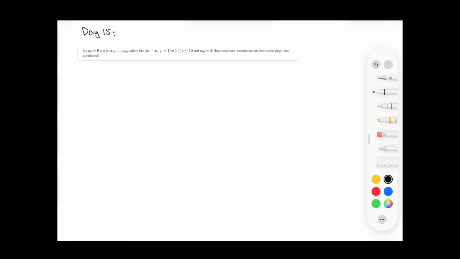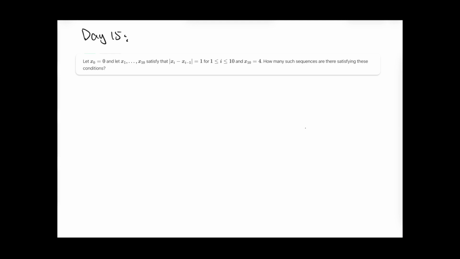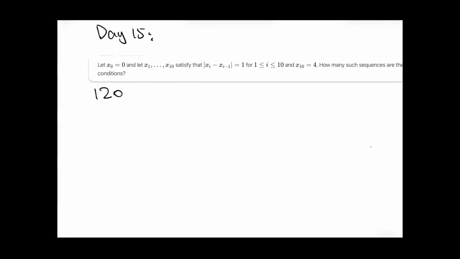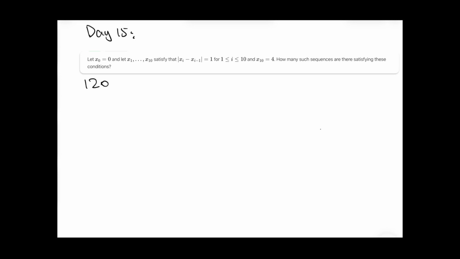This question is not that hard if you know how to think about it. But like usual, I want you guys to take a moment and think about this question, and I'm going to explain the solution in just a little bit. So the correct answer to this problem is 120. There are 120 different sequences that satisfy this condition.